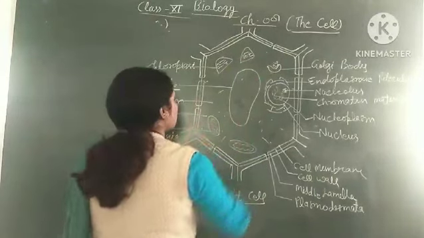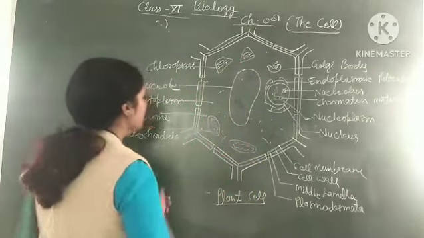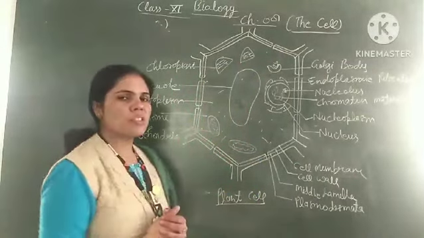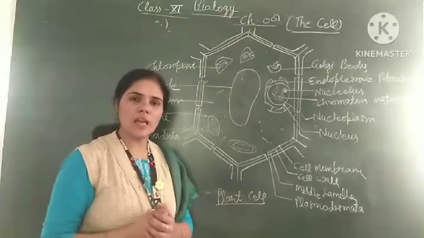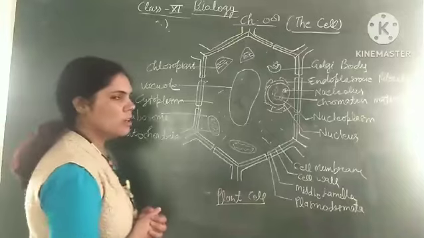Now some organelles are known as chloroplasts, which help in photosynthesis for the cell, and the mitochondria is also present over here, which helps in the production of ATP energy. So this is the diagram of a plant cell.